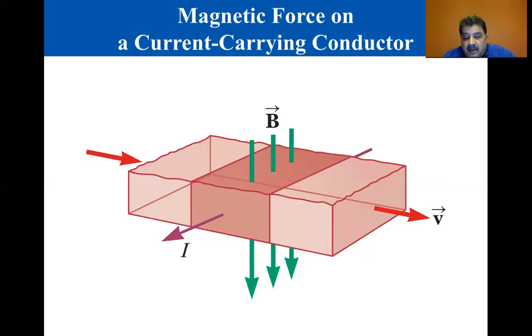Okay, this ends this section on magnetic force on a current carrying conductor. The next section is 19.6, magnetic torques.